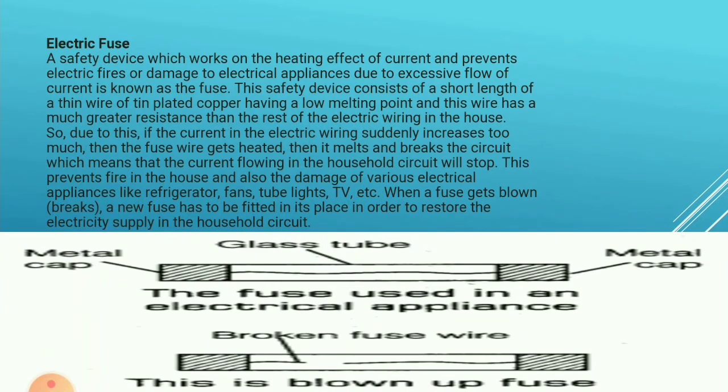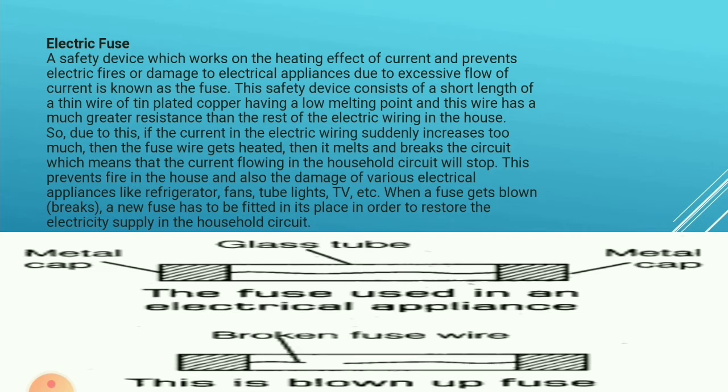Next, let's see about the electric fuse. A safety device which works on the heating effect of current and prevents electric fires or damage to electric appliances due to excessive flow of current is known as the fuse. The safety device consists of a short length of thin tinned copper wire having a low melting point, and this wire has a much greater resistance than the rest of the electric wiring in the house. So if the current in the electric wiring suddenly increases too much, the fuse wire gets heated and it melts and breaks the circuit, which means the current flowing in the household circuit will stop.